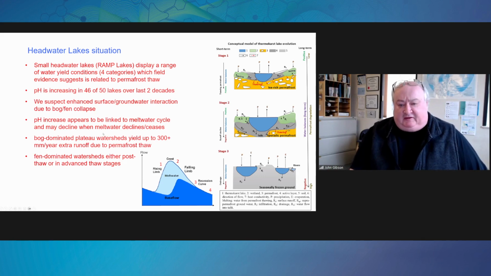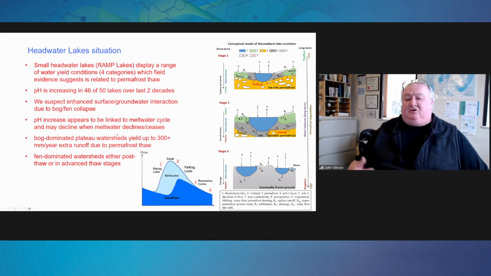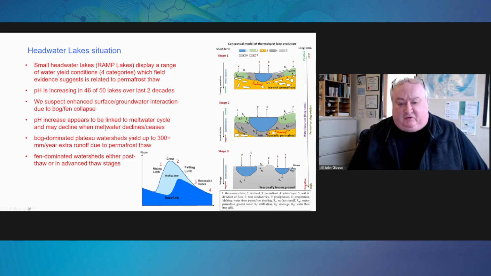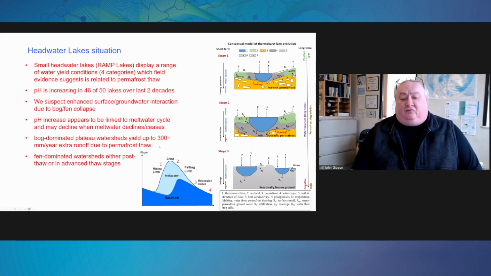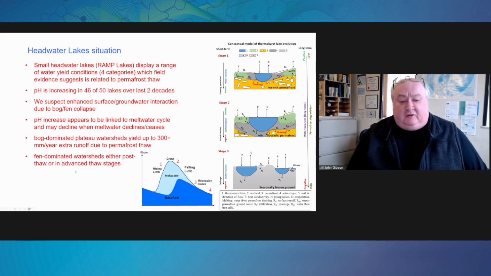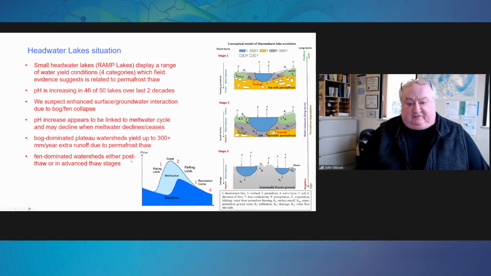pH appears to be linked to the meltwater cycle, and it may actually decline once the permafrost thaws more significantly. And we're talking about a lot of water. This can double the water yield from a watershed for a number of years. We're not sure how long exactly, but we're continuing to monitor. The fen-dominated watersheds, we believe, are either post-thaw or in the advanced stages of thaw.